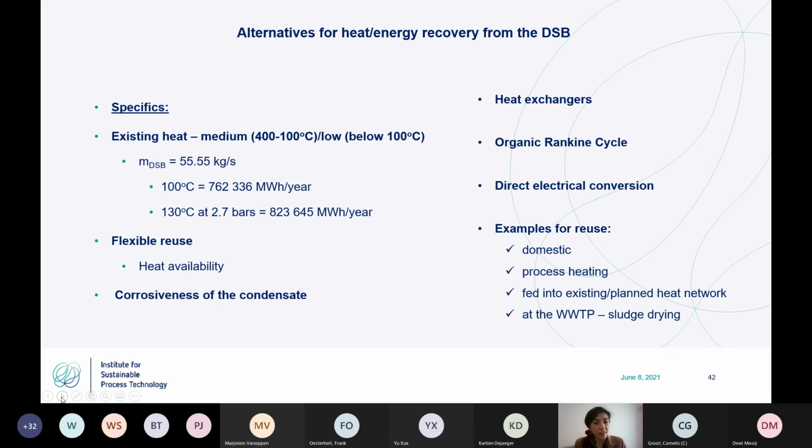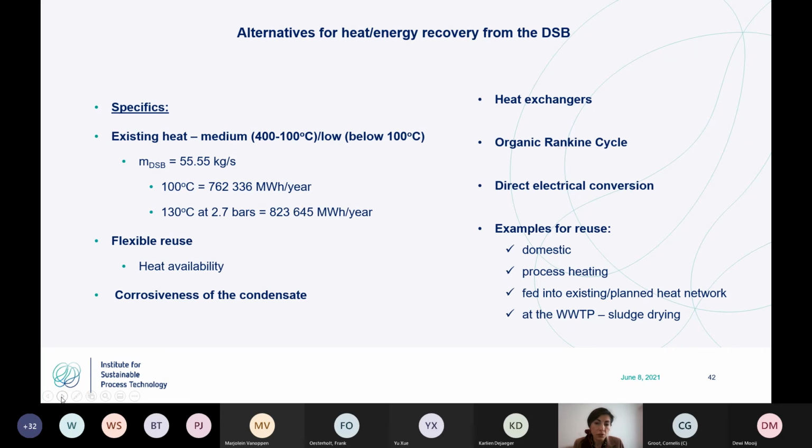We also tested and looked into theoretical options how to recover the heat that is present in the dilution steam blowdown. To do that, we first need to know how much heat is existing in the stream and also what is its availability. For instance, some process turnarounds need to be considered, but also special attention has to be paid to the corrosiveness of the condensate when heat recovery is a subject of interest.